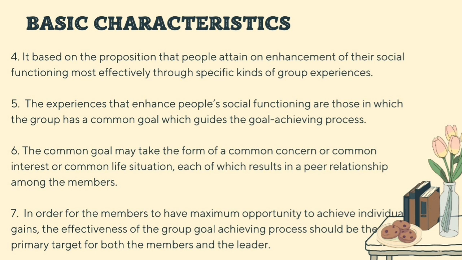So number 7, in order for the members to have maximum opportunity to achieve individual gains, the effectiveness of the group goal achieving process should be the primary target for both the members and the leader. So kanay pong number 7 is dapat si leader is bahin-bahin niya ang trabaho sa young member para dili na pud kay siya mabugatan. Then dato sa iyang ipanghatag nga trabaho dapat fit pud to sa member nga iyang gihatagan.